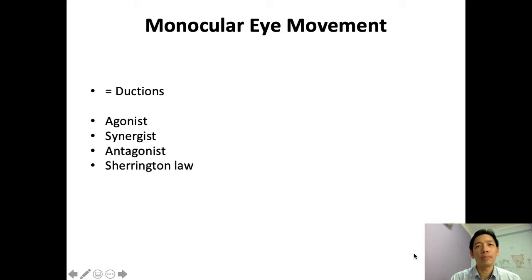So intorsion basically we call as an inside core ductions, and also the extorsion we call as the exside core ductions. So there are the other terminology used in the monocular eye movement. I'm not here to spoon feed you with all the definitions of all this, but these are the common things that you should know. Agonist, what is the meaning of the agonist? Synergist, antagonist, and also the Sherrington law that used to describe one eye movement as well.